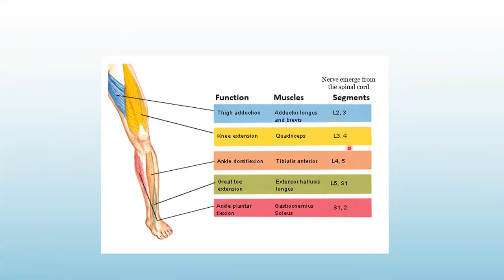And if it is involved in L3 and L4, the patient will have problem in knee extension. The muscle involved is quadriceps. When the patient is unable to dorsiflex the ankle, the level of the spinal cord is at L4 and L5.